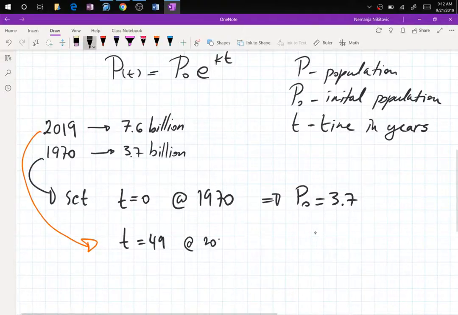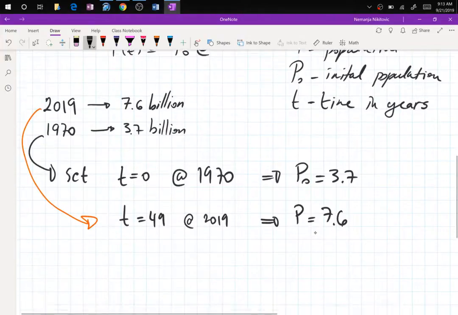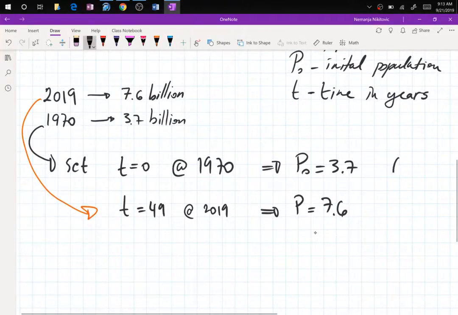At 2019, for the population to be 7.6. So this gives you 2 points. The first point is 0, 3.7, and the second point is 49, 7.6. So this is what we have in terms of data points.